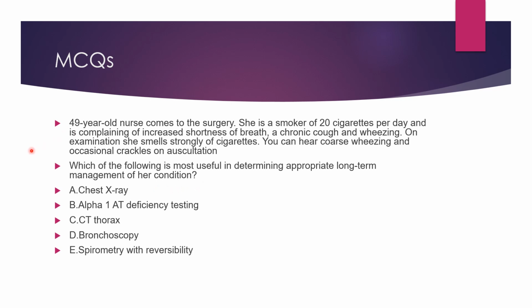So here they are asking for appropriate long-term management, which is mainly determined by diagnosing the condition. So we need to diagnose this condition. She is a smoker and she came with shortness of breath, chronic cough, and wheezing. So the first differential would be chronic obstructive pulmonary disease. So what is used to diagnose COPD?